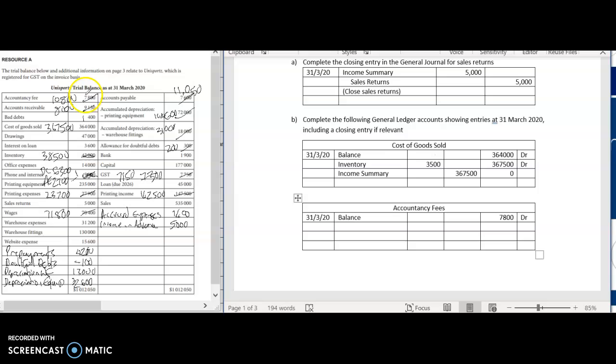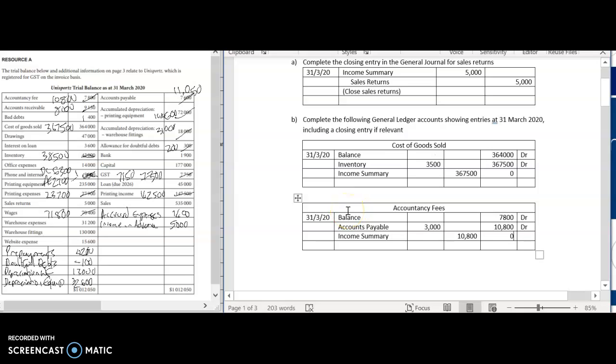Right, and we added some more to that accountancy fees. And that's because we had that invoice. And that invoice made accounts payable because they had GST with it. And that was just $3,000. Which brings us up to 10,800, still a debit. And we're going to close it off. Where do we close it off to? Full amount. And make sure you put a 0 in there. Nice and easy.